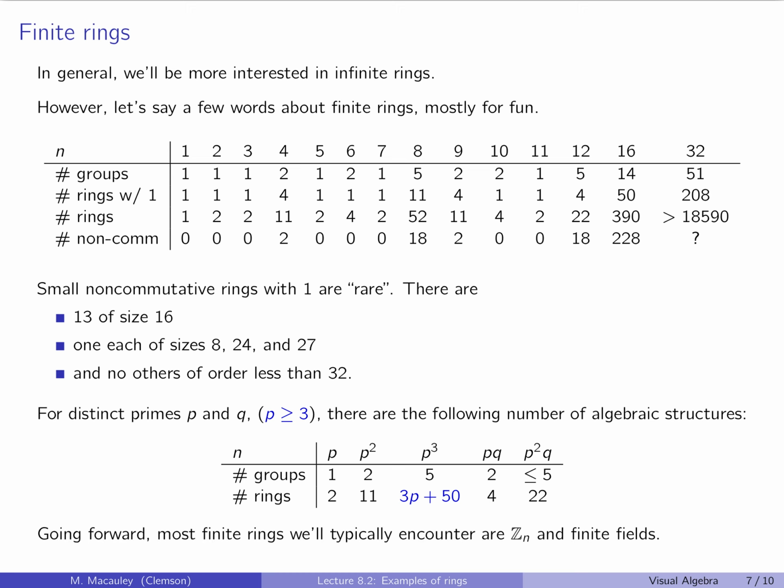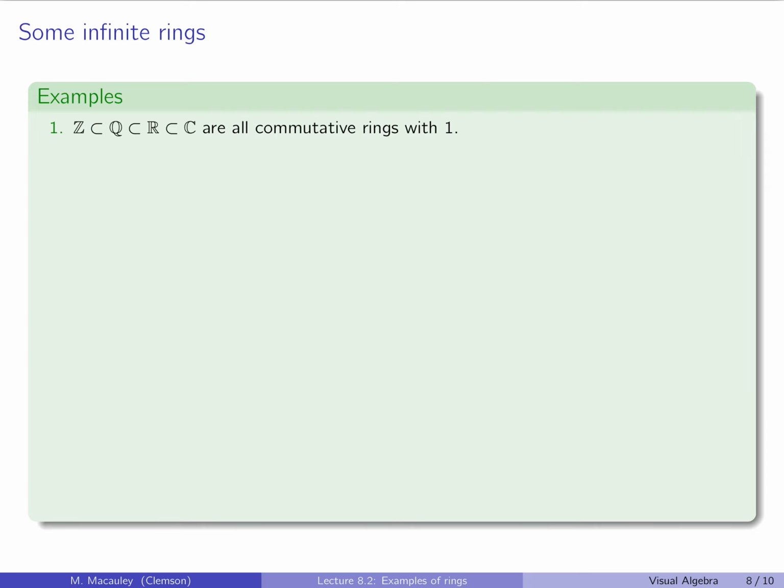As I said earlier, most of the rings that we will see in this course are infinite, but there are 2 finite rings that we will occasionally encounter, and those are Z_n and finite fields. Let's now see some examples of infinite rings. We'll start with ones that we're familiar with. The integers is a ring that's contained in the rationals, that's contained in the reals, that's contained in the complex numbers. All of these are commutative rings with 1.